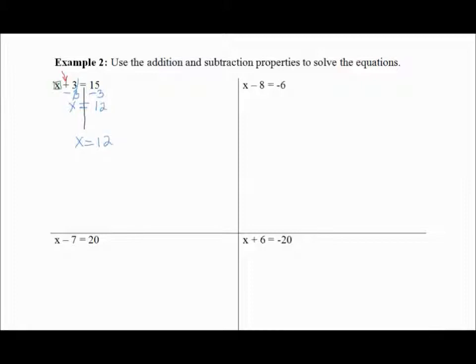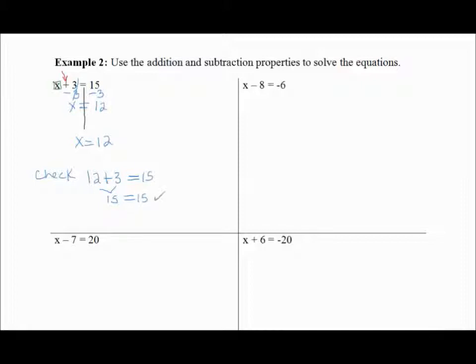We're not going to check all of them, but I'm going to show you how to check your answer. You check your answer just like we did in the first example. We're saying that x is equal to 12. 12 is the solution. So we're going to substitute the 12 back into the original equation. So that's going to give us 12 plus 3. And if it's the correct answer, it should equal 15. And 12 plus 3 is 15.